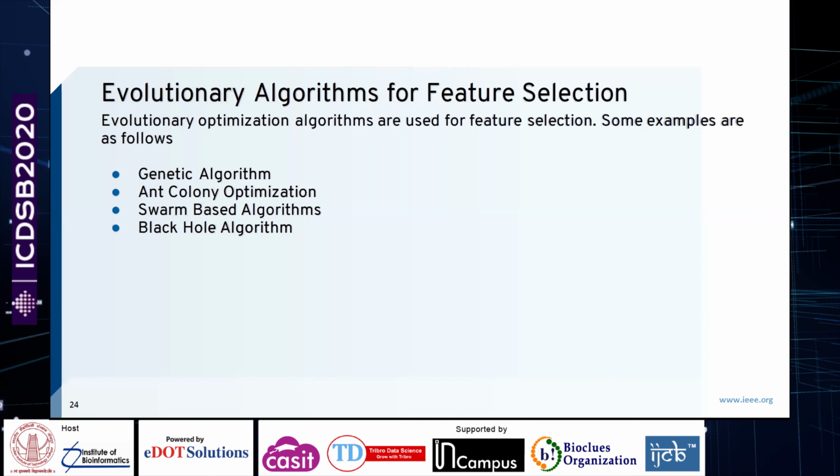Multiple algorithms are there. Genetic algorithm is one example. ACO, swarm-based algorithms, and recently developed black hole algorithms and equilibrium optimization algorithm are quite effective. And we've used many of these methods in our protein and gene function identification problems, and also in chemoinformatics in QSAR models for finding out the most informative attributes.